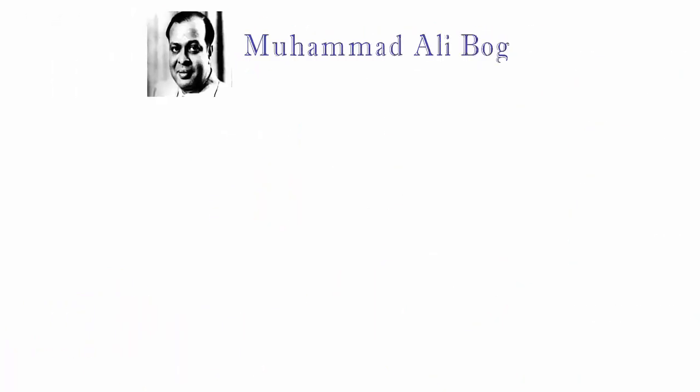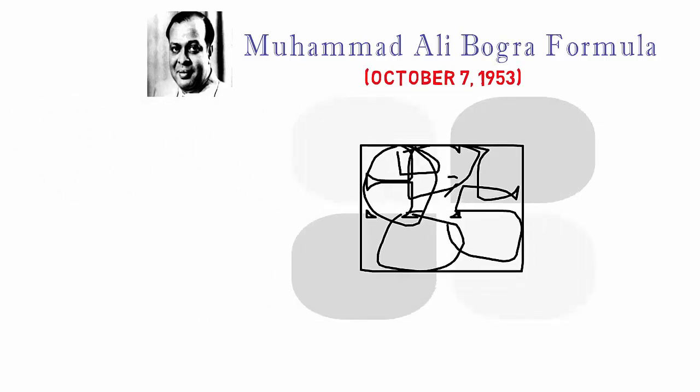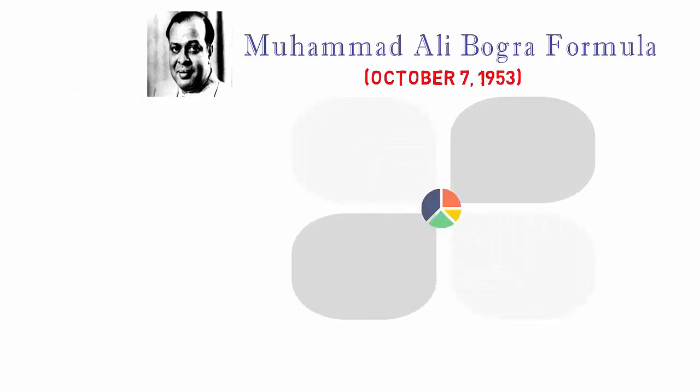Muhammad Ali Bogra Formula. Prime Minister Muhammad Ali Bogra's constitutional proposal, known as the Bogra Formula, was presented before the Constituent Assembly of Pakistan on October 7, 1953. 50 seats were reserved for the upper house. The 300 seats for the lower house were to be allocated to the provinces based on proportionate representation.